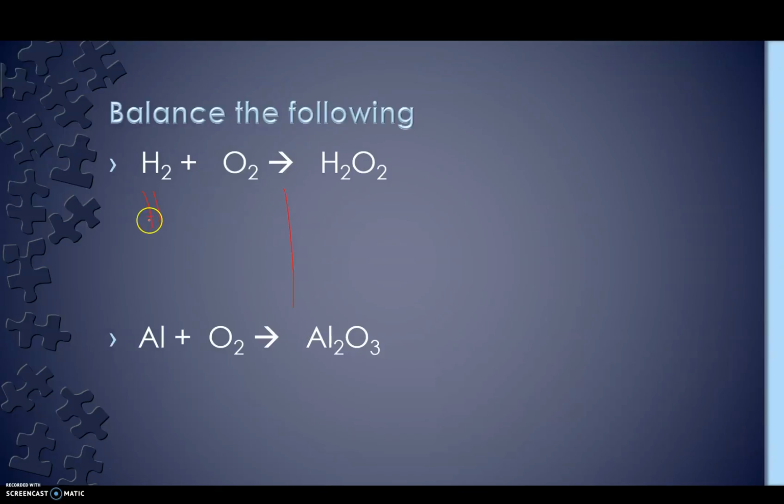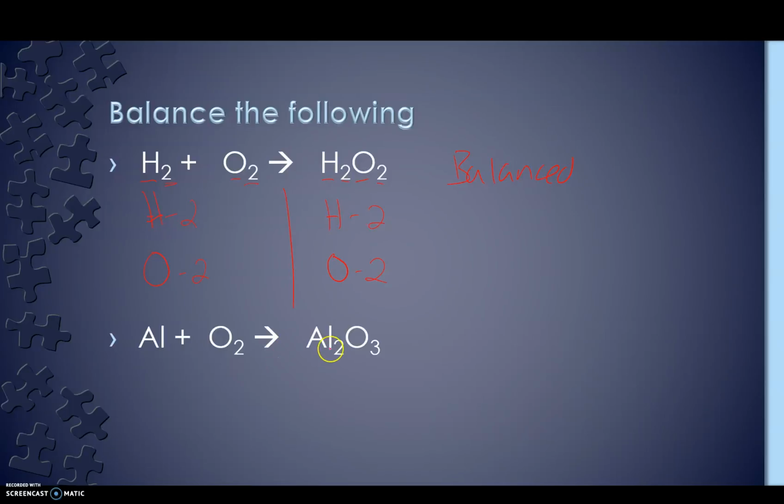Alright, so on the left side, you're going to put your two individual elements. The same elements are on the right side. On the left side, we've got two hydrogens, so we're going to put a 2 next to our H. We've got two oxygens. And then we actually have the same on the right. So as you go through it, you're going to see that 2 and 2, 2 and 2. This equation is actually already balanced.